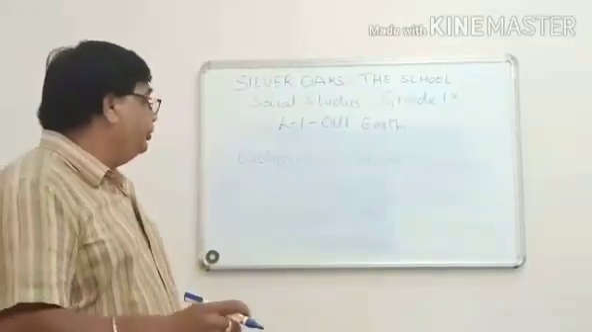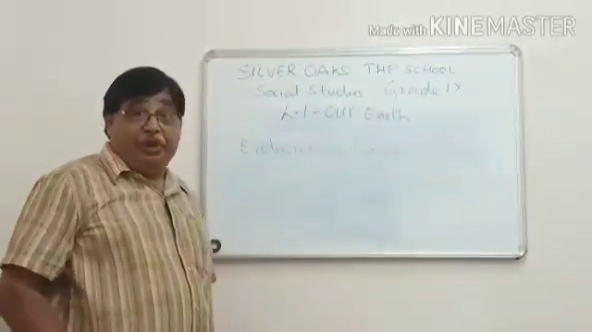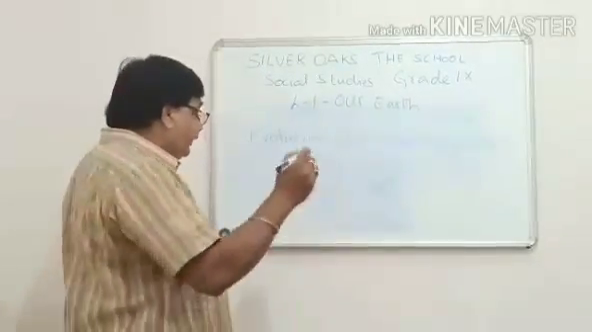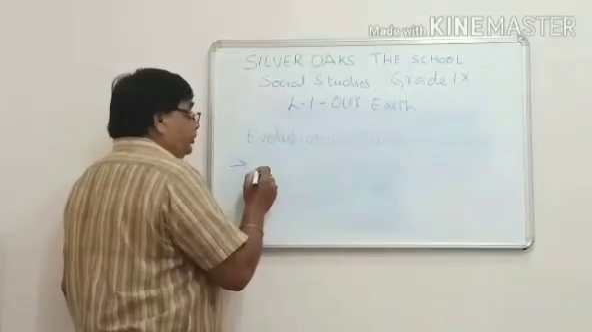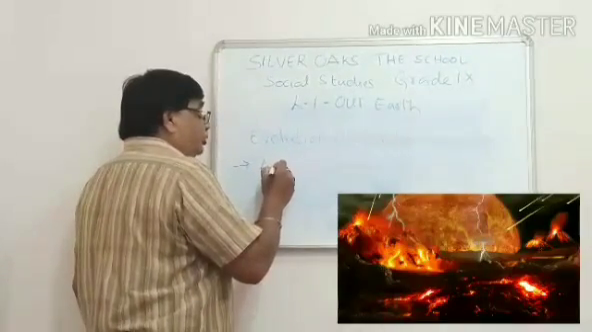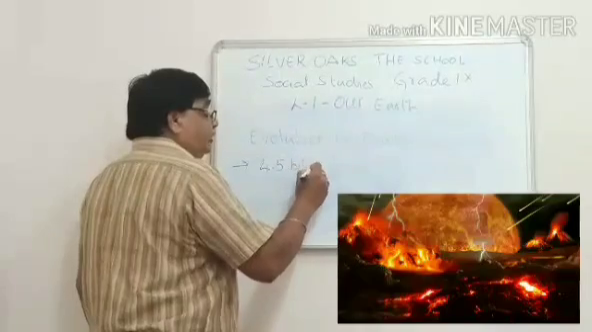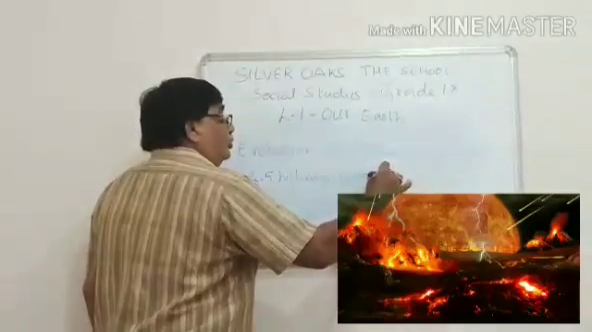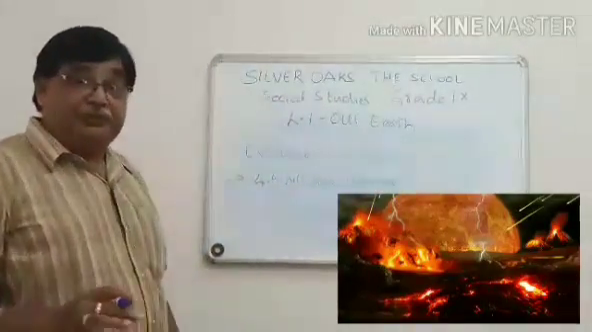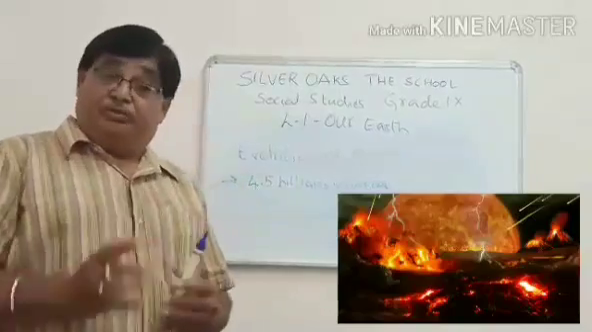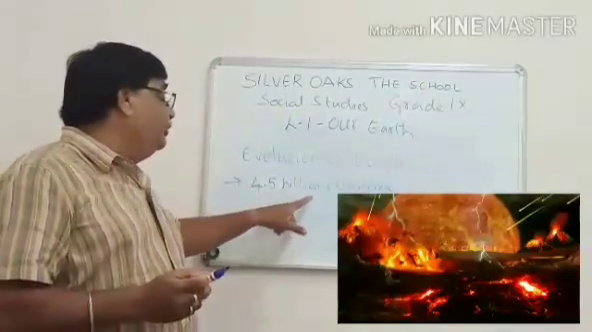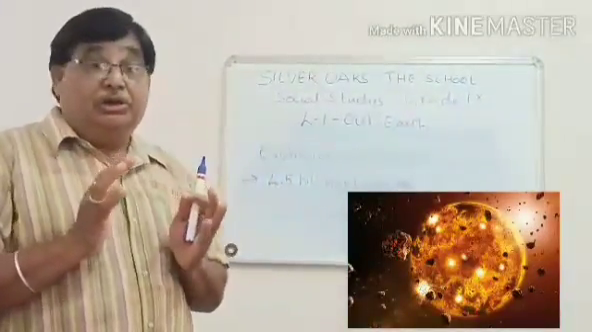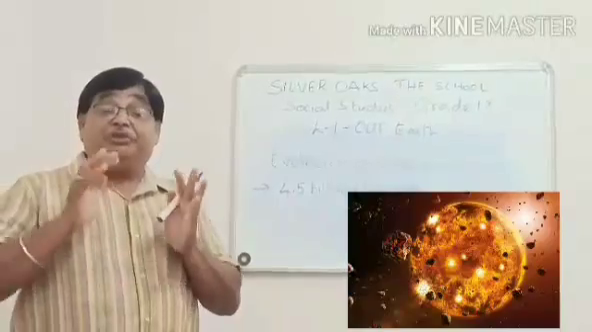Now we are going to discuss the evolution of Earth, how Earth came into existence. In fact, Earth came into existence about 4 billion years ago. Earth was not in its present shape or form about 4 billion years ago. It was like a fireball. It was revolving, that means whirling.